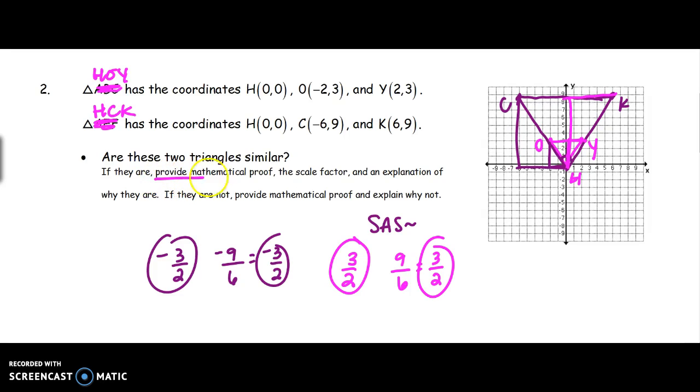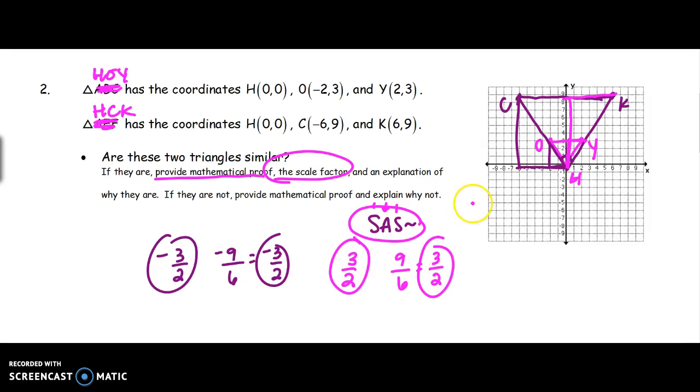Okay, so we just provided mathematical proof showing that you have two similar sides, that your ratios are the same, which is the scale factor, so it'd be 3/2, and then an explanation of why they are, because they reduce to the same ratio. We have a reflexive angle, so we had sides that are similar and a reflexive angle that's congruent. Therefore, they are similar by side, angle, side.